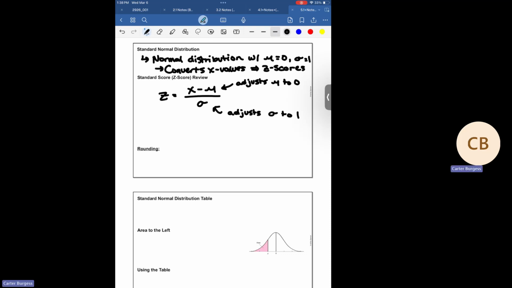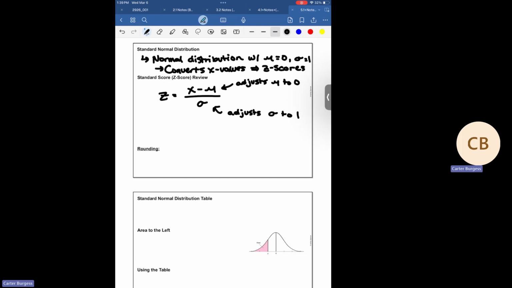And so this takes an X value and turns it into a standardized Z-score, rather than having to learn or create a new distribution every single time. We just need to adjust our values, which is nice. Nice that we can do this. And then this is just always going to be the convention.